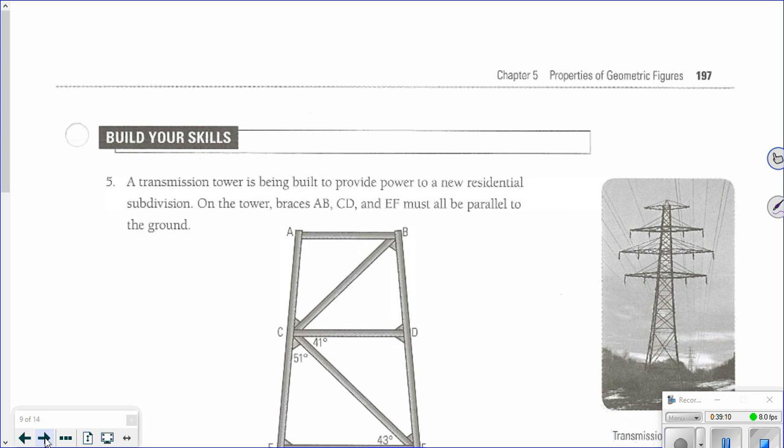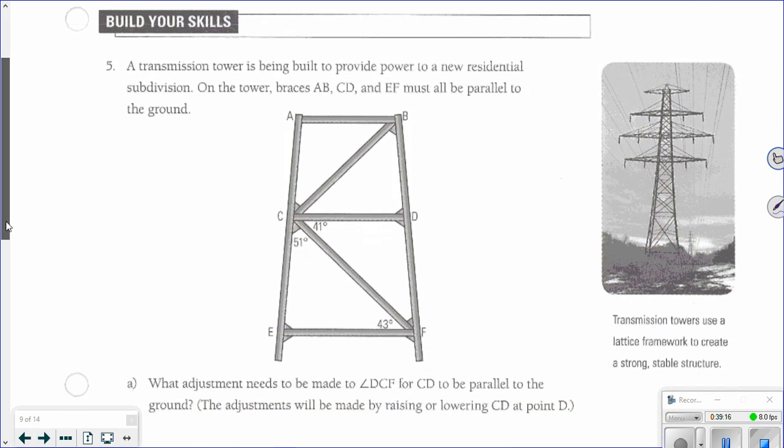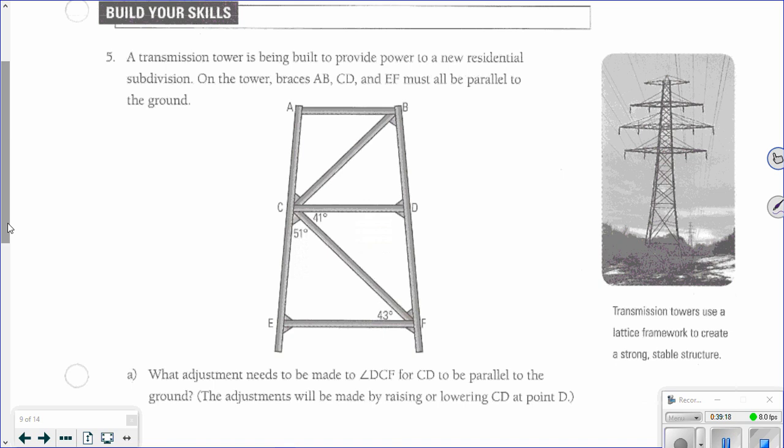This next one is talking about what we have to do to make sure something is parallel. So 5 says the transmission tower is being built to provide power to a new residential subdivision. On the tower, braces AB, CD, and EF must all be parallel to the ground. So we've got AB needs to be parallel to CD, which needs to be parallel to EF, which needs to be parallel to the ground.